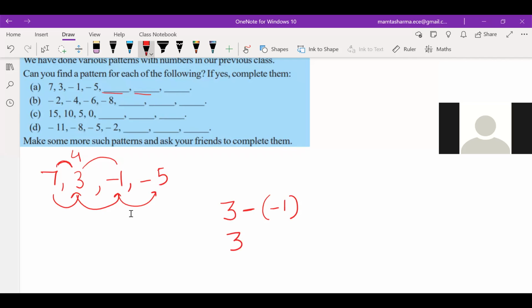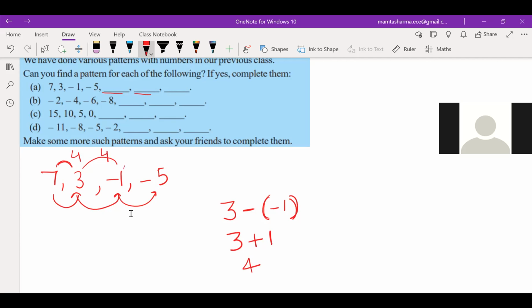If we open this bracket, this minus minus would become plus, and write 1 as it is. So this is 4. So the difference is 4, not 2. Okay, ma'am. The difference is 4.